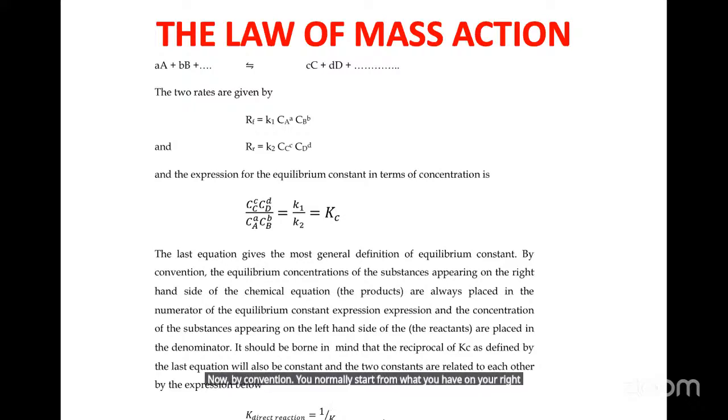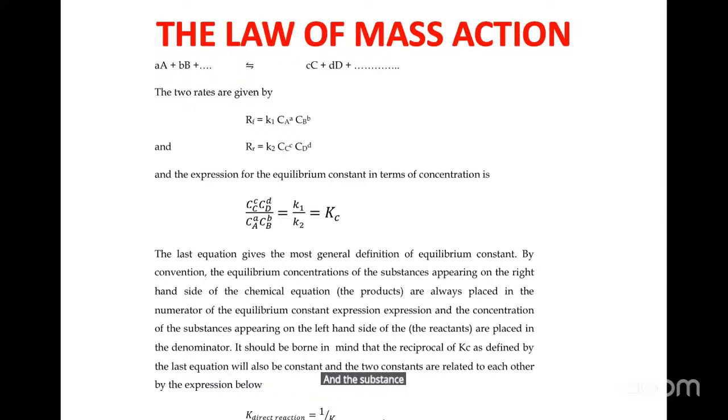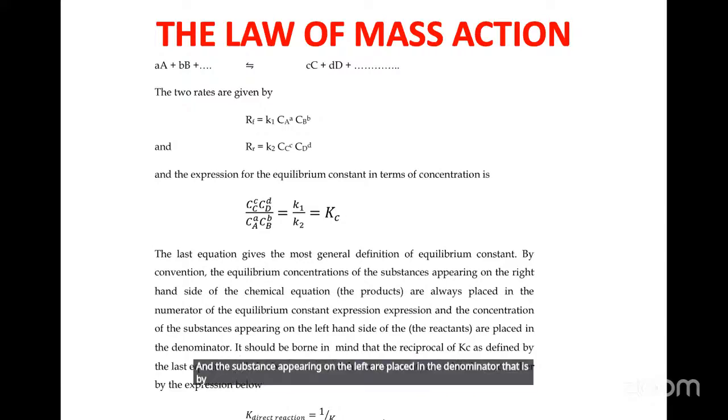That is, the equilibrium concentrations of the substances appearing on the right-hand side of the chemical equation are always placed in the numerator of the equilibrium constant expression, and the concentrations of the substances appearing on the left are placed in the denominator. That is the convention when you have an equation.